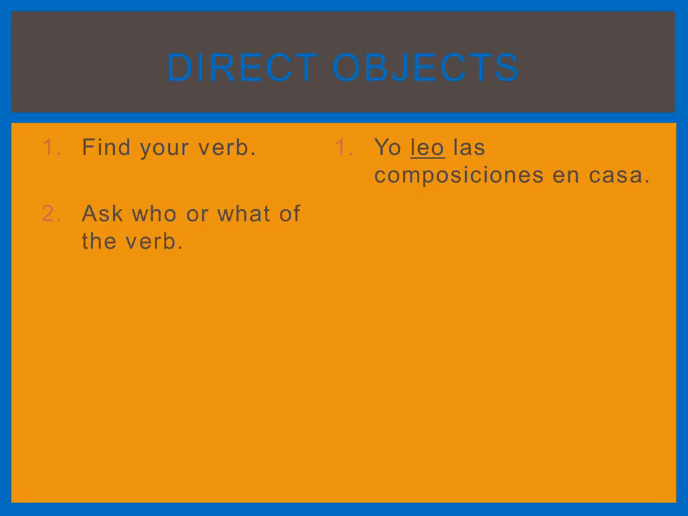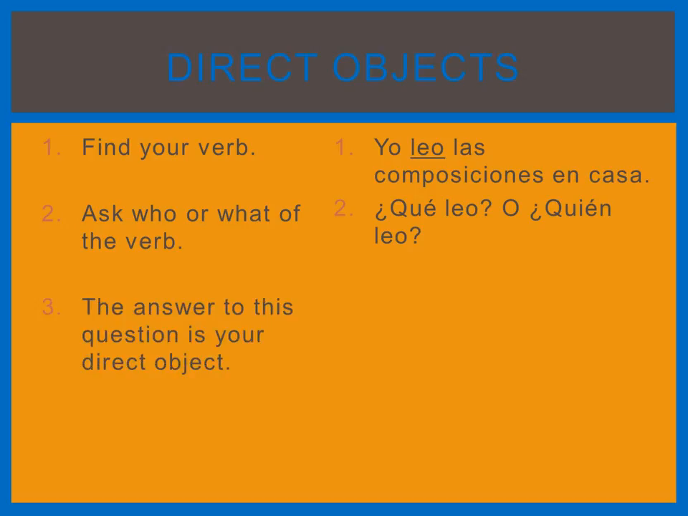Once you have found your verb, you ask who or what of the verb. In this specific example, we ask I read who or I read what, que leo o quién leo. The answer to this question is going to be your direct object. Leo las composiciones. Las composiciones is our direct object.